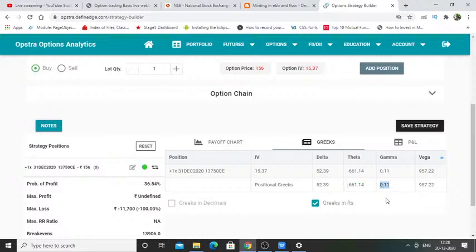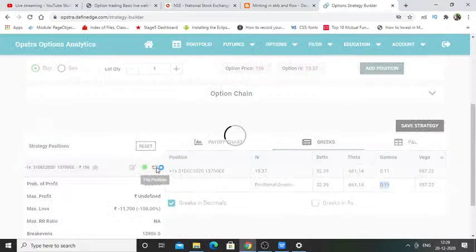And this is gamma, which means for every 1 rupee movement, how much this particular delta is going to move. For every 1 rupee, it is 52.39 into 0.11. This is the amount it is going to move for every 1 rupee. So this is about option Greeks, and this is about option buying.